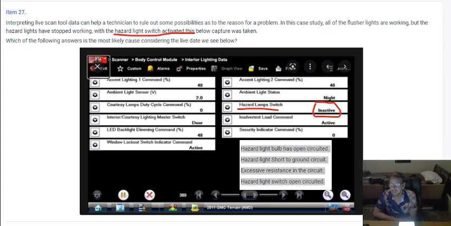Excessive resistance in the circuit. Look, again, if there was excessive resistance, we'd still see the hazard light coming on. It can only be one answer. I can't tell you the answer. I've told you a few that are not right, but you have to think about it. The hazard lights switch is turned on and it's not activated. It can only be one of those four answers.